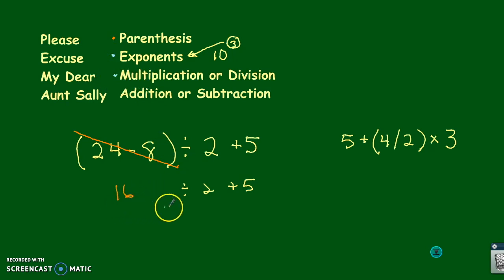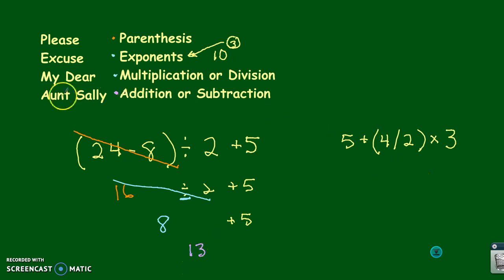So we move down to multiplication or division, again from left to right. We have division right here, so we have to do that first. 16 divided by 2 is 8. I'm done with that part of the problem. I'm going to bring down the remaining portion, which is plus 5. And I come to the last step, which is addition or subtraction. Again, left to right, there's only one problem left. So 8 plus 5 is 13. So following through this whole process, we get an answer of 13.